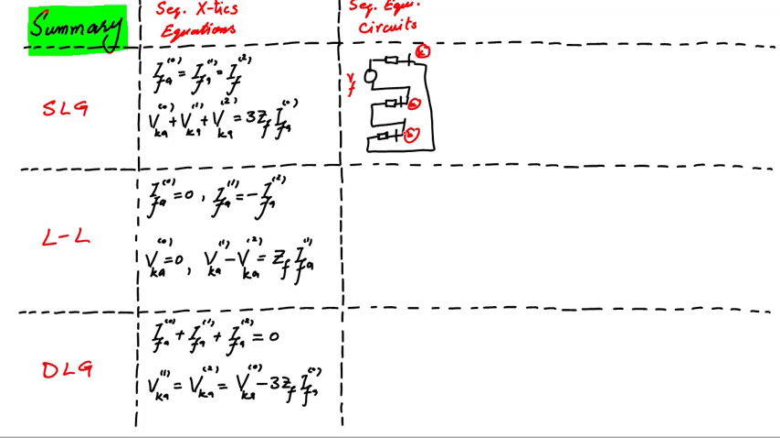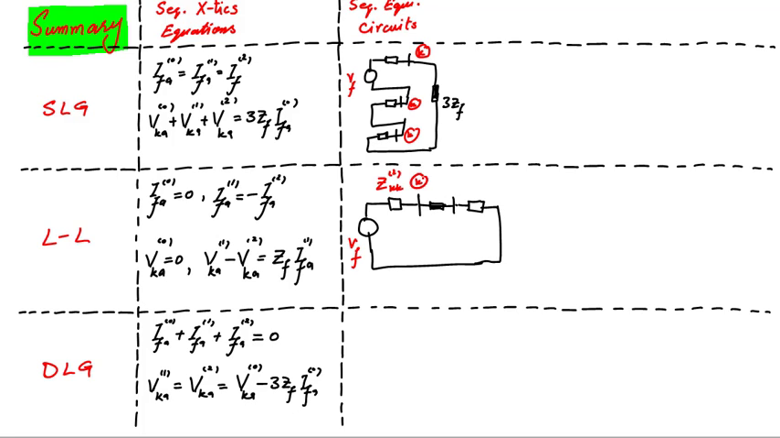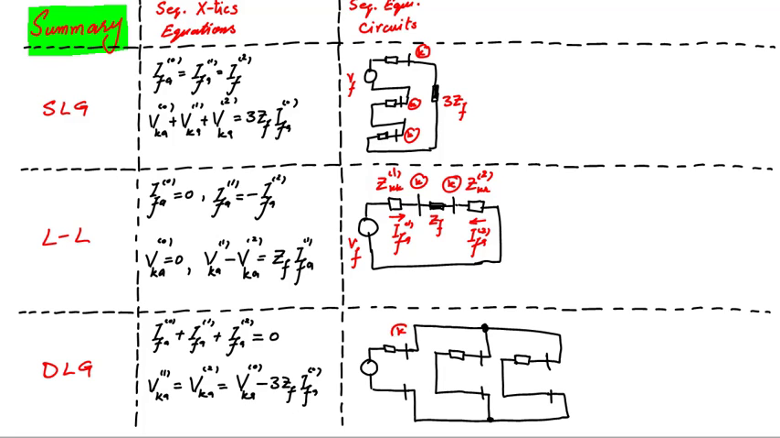Similarly, for line to line fault, this is the sequence equivalent circuit for a line to line fault where the positive and negative sequence circuits are connected in parallel through impedance ZF. Now for double line to ground fault, this is the sequence equivalent circuit for double line to ground fault.